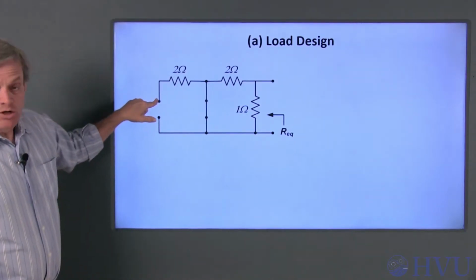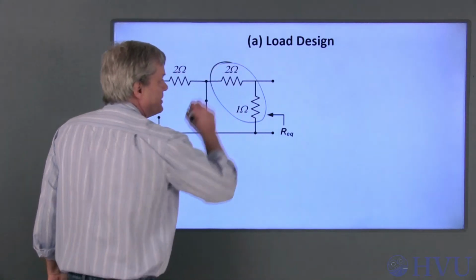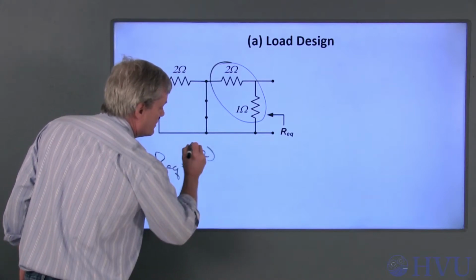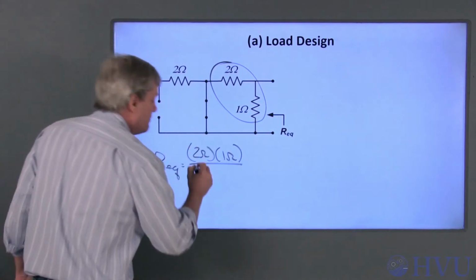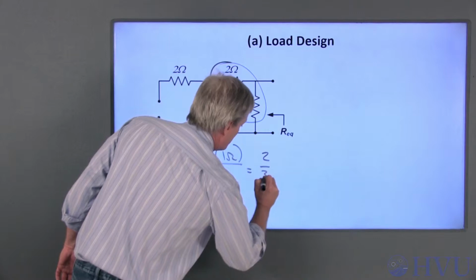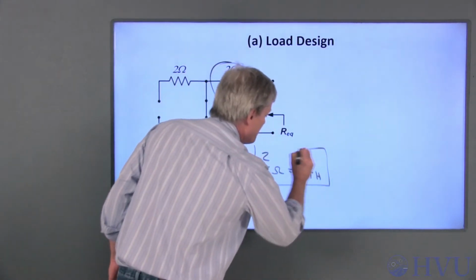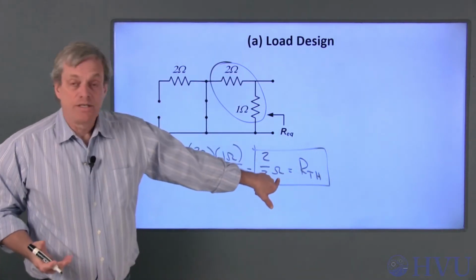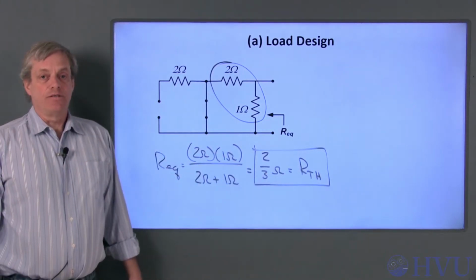The current source becomes an open circuit, the voltage source becomes a short circuit, and these two elements are in parallel. So Req is equal to 2 ohms times 1 ohm, the product of the two resistances, over the sum of the two, 2 ohms plus 1 ohm, which is 2/3 of an ohm, which is the Thevenin resistance seen across those terminals. So to get maximum power to our load, we'll make the load resistance 2/3 of an ohm. Now let's calculate the power that's dissipated by that resistance.